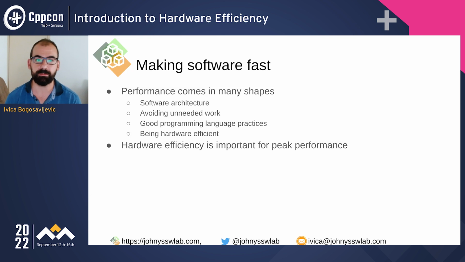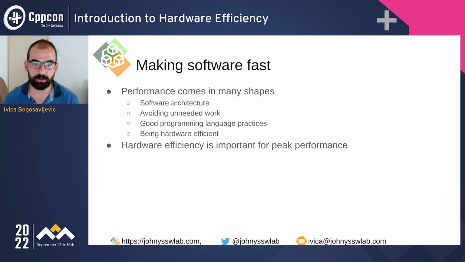Now, performance comes in many shapes and sizes and depends on many factors. So in order to get the best performance, you need to consider a lot of things. First thing, which is really important, is software architecture. You need to have software architecture that is designed for performance. So you want to avoid all unnecessary work. You want to use algorithms that have low algorithmic complexity and so on.